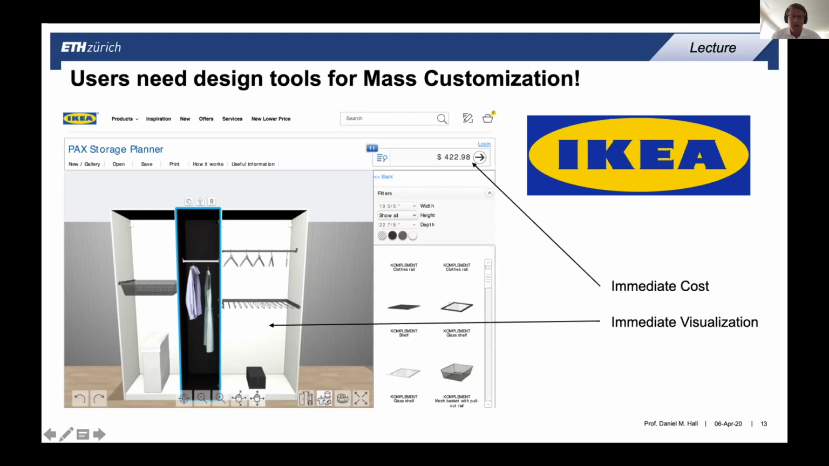So I understand my decisions, and I understand if I decide to put in a nice glass shelf, what that means for my overall cost. So this design tool gave me both visualization and cost information. And that's, I think, a helpful way of understanding what a configurator can provide for a customer.